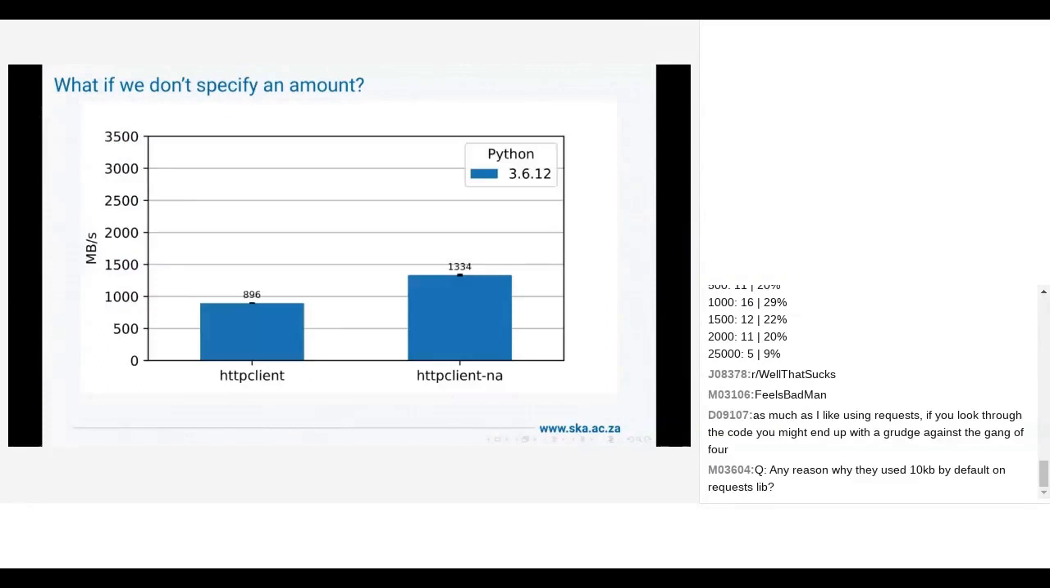So the figure on the right, HTTP client NA, NA stands for no amount. That's showing what happens if we don't tell it how much we want. And that's kind of on a par again with where OLIB3 was. It's not surprising because that's what OLIB3 is wrapping. But we're still more than a factor of two away from where the sockets were achieving. So let's see if we can improve things further.